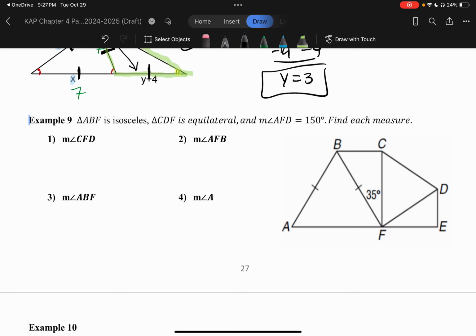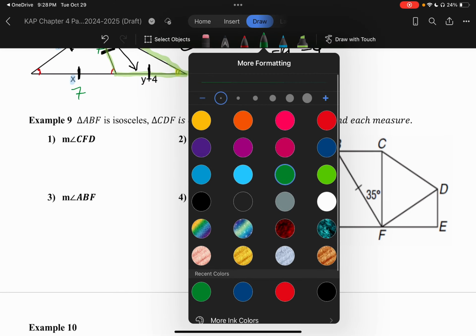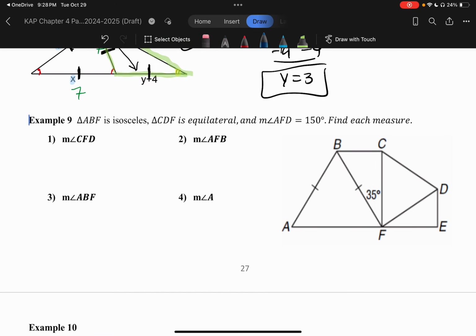So if we look at example 9, they do tell us some useful information in the text. It says triangle ABF is isosceles, triangle CDF is equilateral, and the measure of angle AFD is 150. Find each measure. So I'm going to go ahead and start marking the information that was provided. Triangle ABF, isosceles. They were nice enough to mark that for you. What they didn't mark, though, is that the base angles are congruent. So I'm going to mark that in the picture just so that we don't forget.